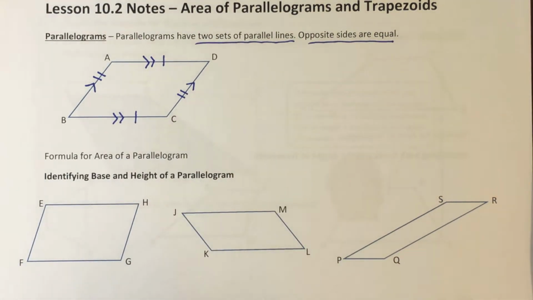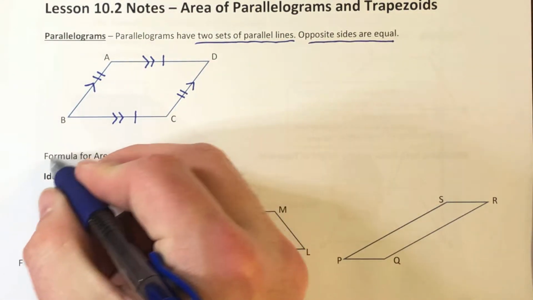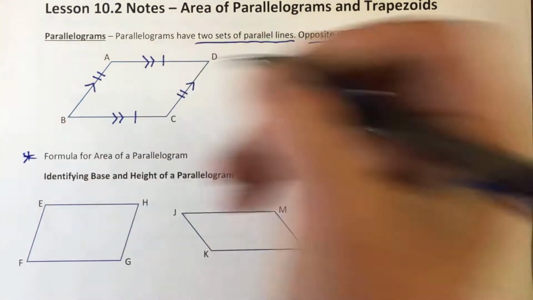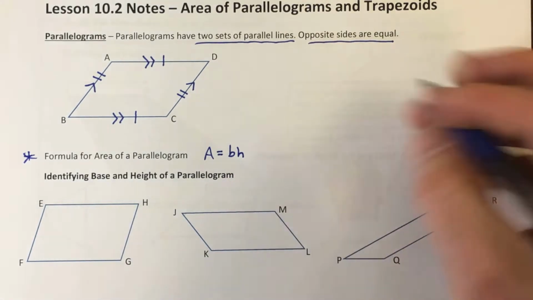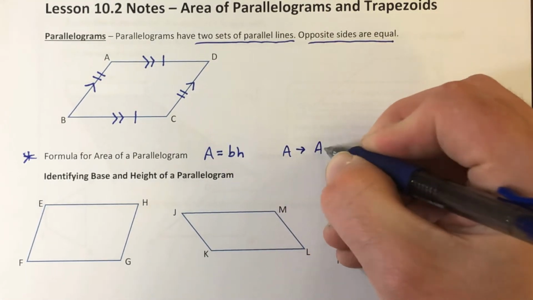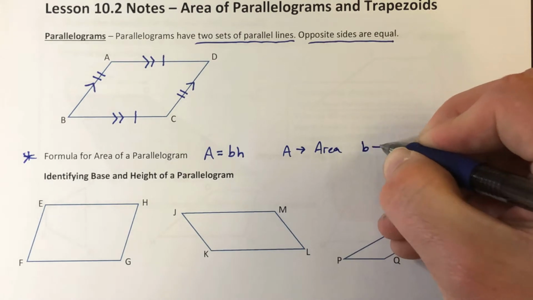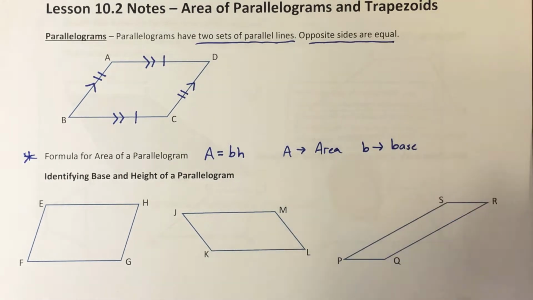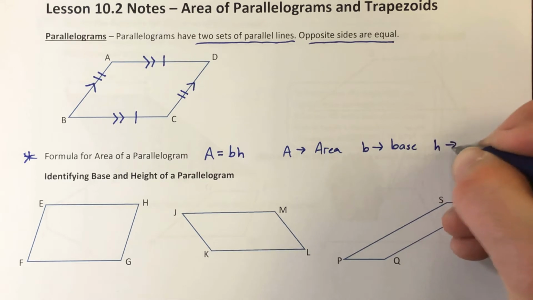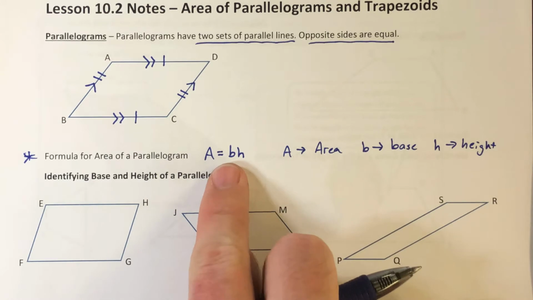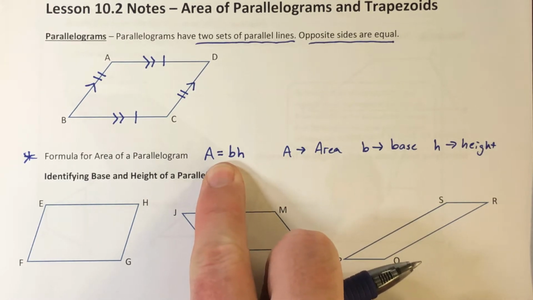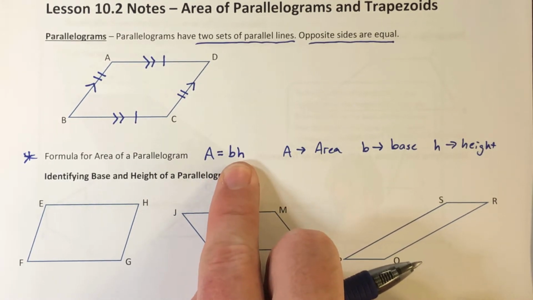All four sides are not equal on this particular parallelogram, so that's why line DC has a different marking than line AD. Okay, our formula for area of a parallelogram is A equals BH, where A stands for area, B stands for base, and H stands for height. Now, you'll notice that this formula, A equals BH, is very similar to the area formula for a rectangle, which is A equals length times width.